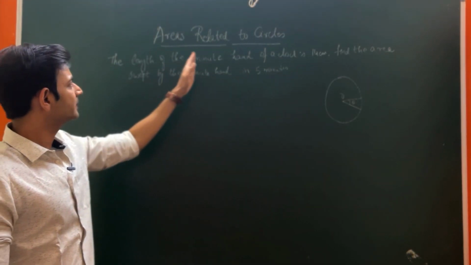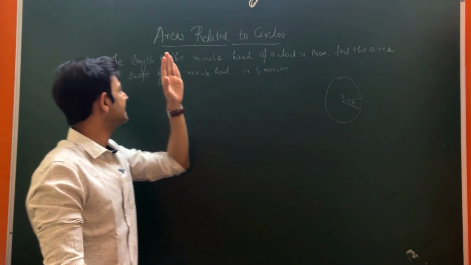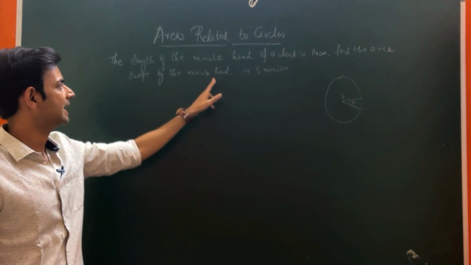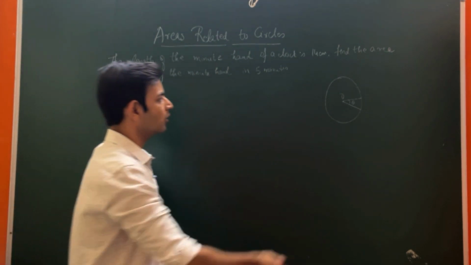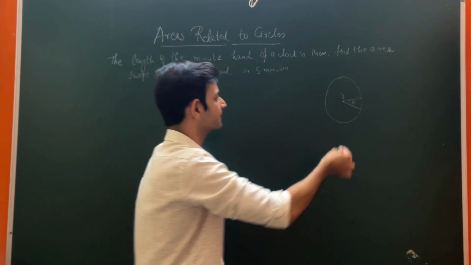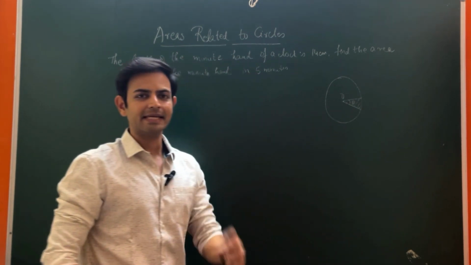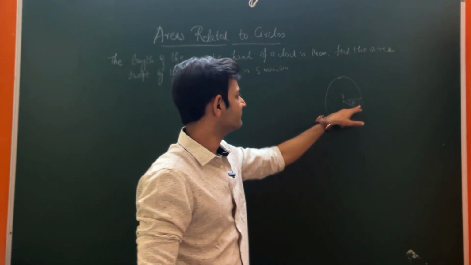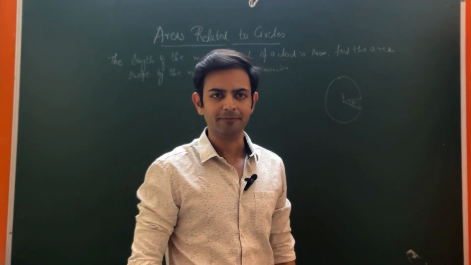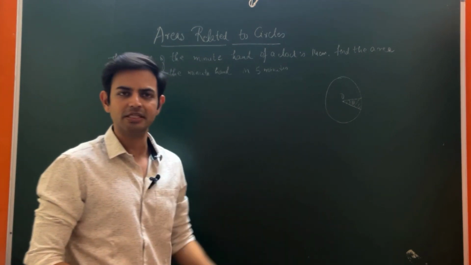The length of the minute hand of a clock is 14 centimeter. Find the area swept by the minute hand in 5 minutes. So if this is the minute hand, after 5 minutes it will reach here. So we are supposed to find this area. Now let's say the angle in the 5 minutes is theta. With the help of the unitary method, we'll find the value of theta here.